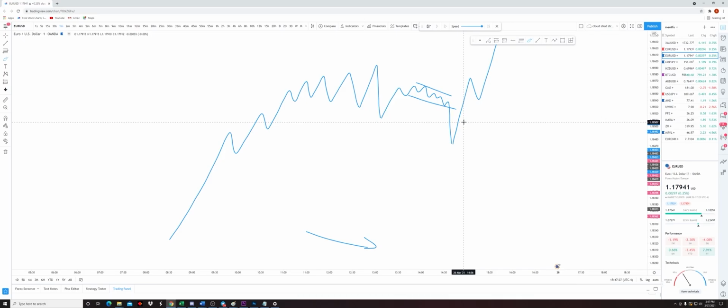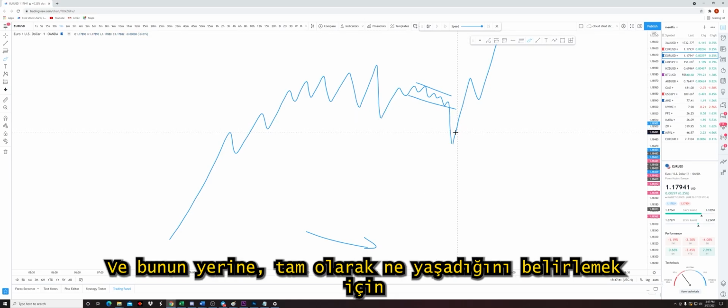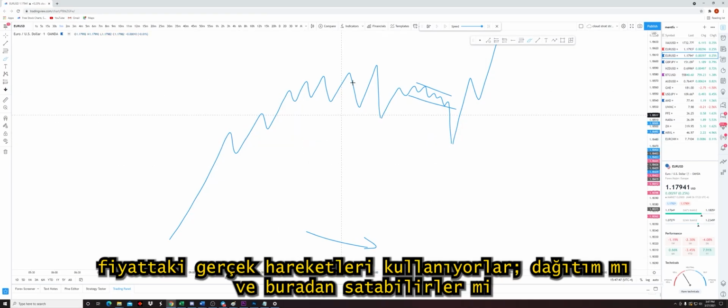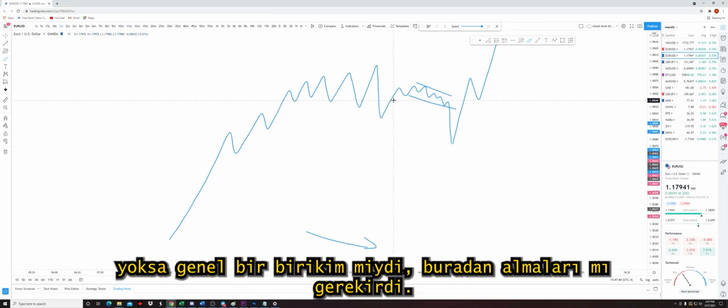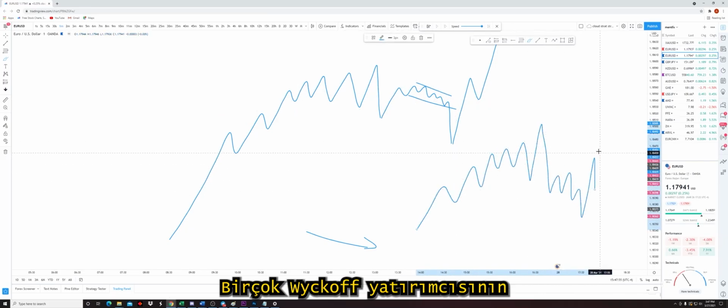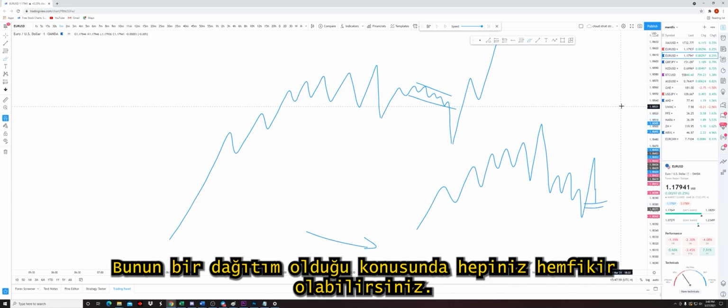Now, when they do this, usually I've noticed that many Wyckoffians do not actually use potential areas of supply and demand in their overall anticipation of price, and instead use the actual movements in price to determine exactly what it's undergoing, whether it's a distribution and they can sell here, or if it was an overall accumulation, they should be buying here. Because remember, an accumulation and distribution look very similar.